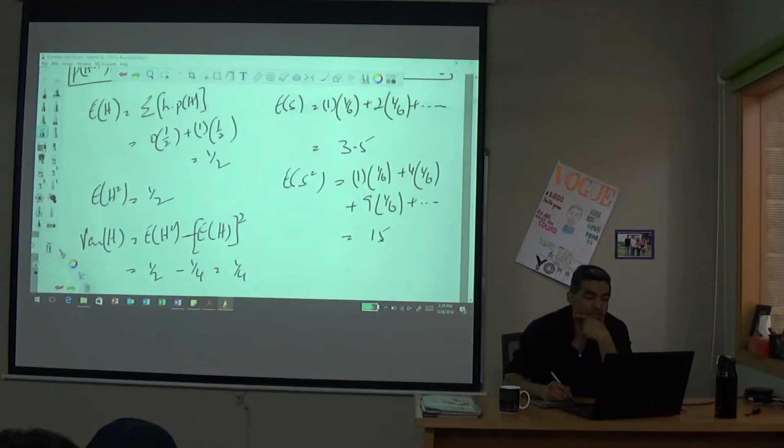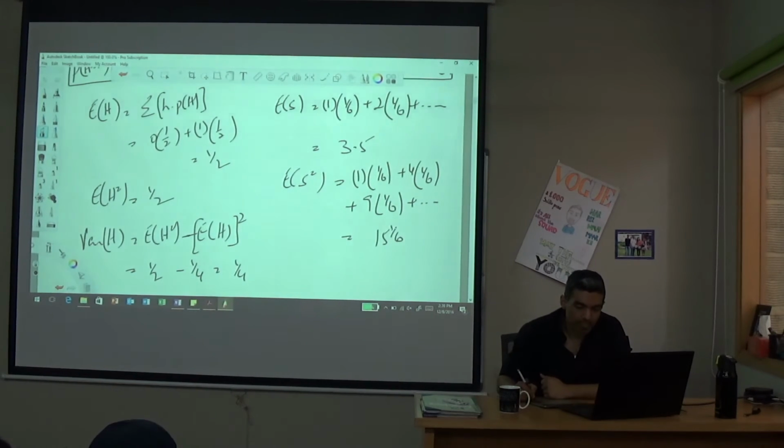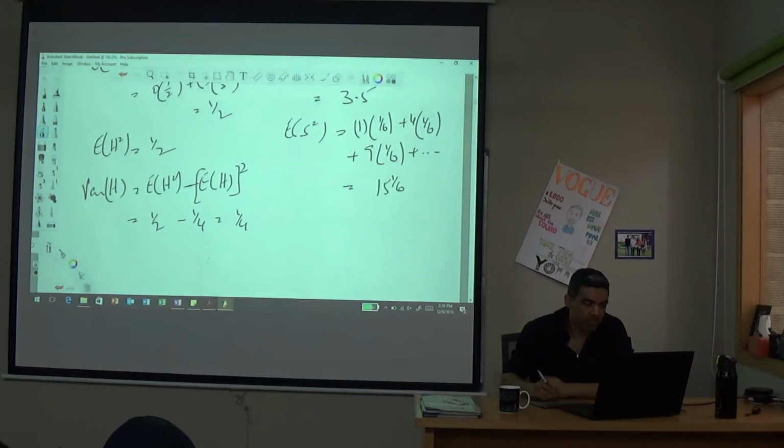15. This is not right. How much is this? 15.1667. Okay, can you give me the exact value? The fraction? 15 1 by 6. Okay. Let's go with the exact value.